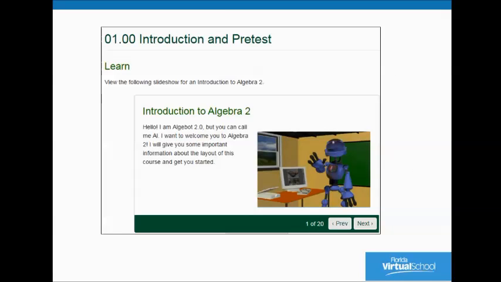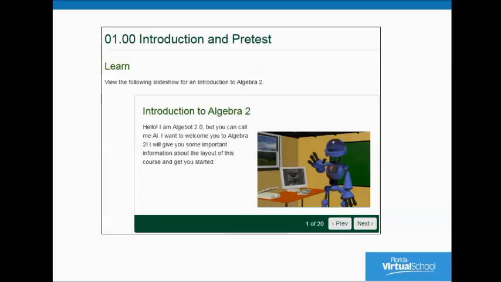1.00 has a little bit more information in it just because they are starting a segment. So this one has an introduction to the course, and it also talks a little bit about the pretest for 1.00. And the first slideshow here, the students will go through and it shows them how to navigate through the course, just like I just showed you how to navigate through the course.